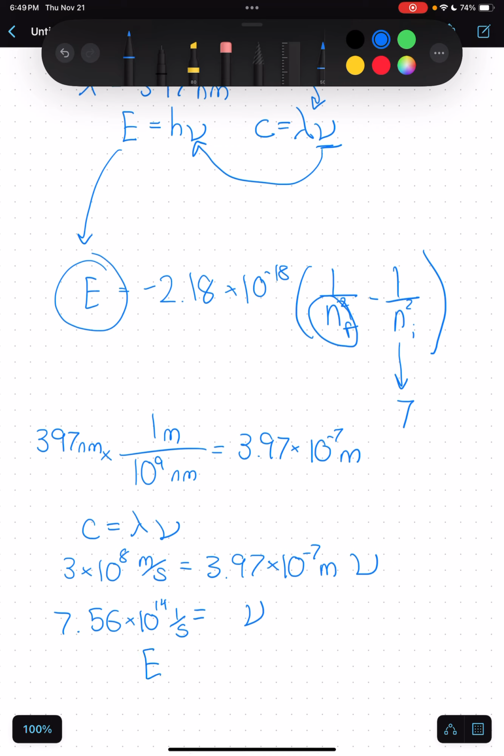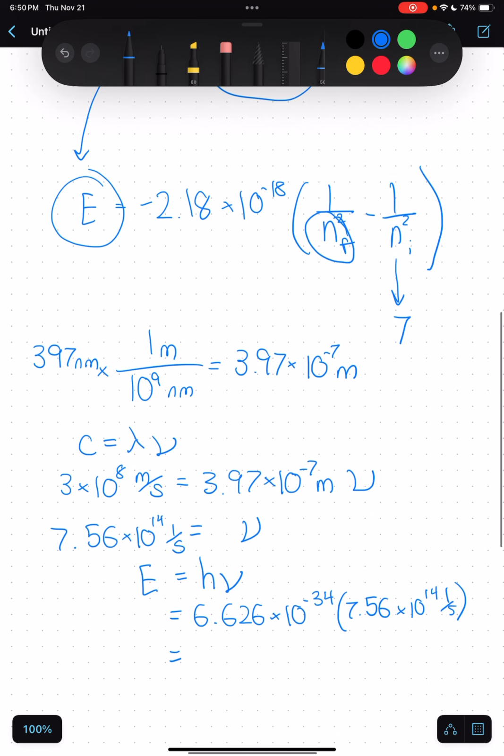Okay, now I'm gonna plug that into here. So from the equation sheet, 6.626 times 10 to the negative 34th, and then this is times 7.56 times 10 to the 14th. Okay, so the energy there is pretty much 5.01 times 10 to the negative 19th.